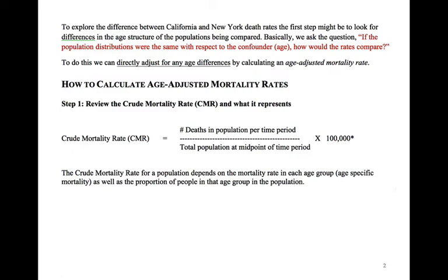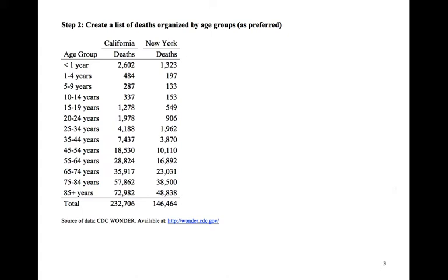Now, in order to calculate the age-adjusted rate, we need a list of the deaths by age group for the different places we're looking at. In this slide we see the deaths by age group for California and New York in 2009. Notice that the total number of deaths in California is 232,000, as opposed to 146,000 in New York.